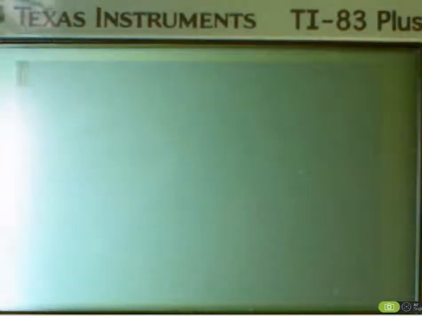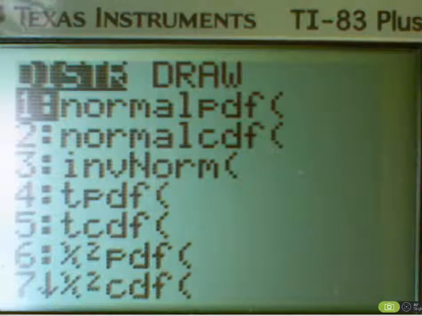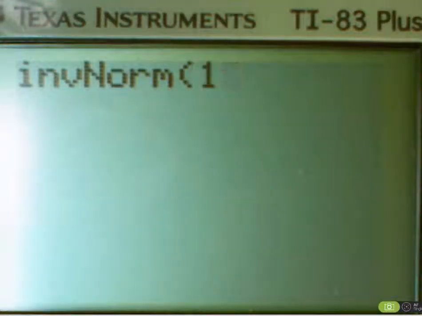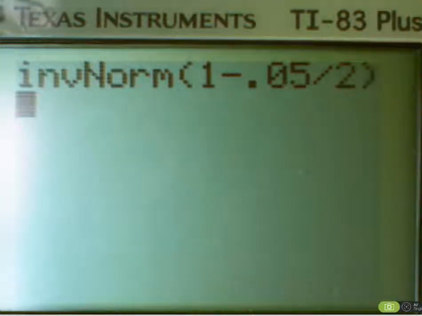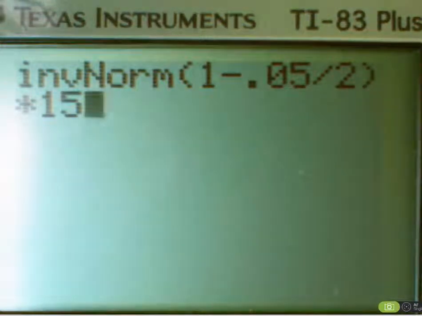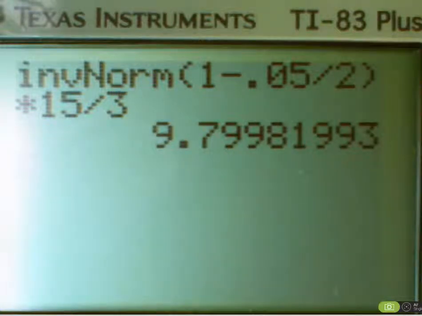Z sub alpha over 2 for a 95% confidence level is inverse norm 1 minus alpha over 2, 0.05 divided by 2, close parentheses, close parentheses, multiply that by the standard deviation, which was 15, and divide that by the margin of error, which was 3, and I get that value to be 9.799.